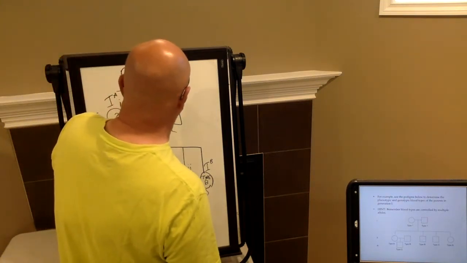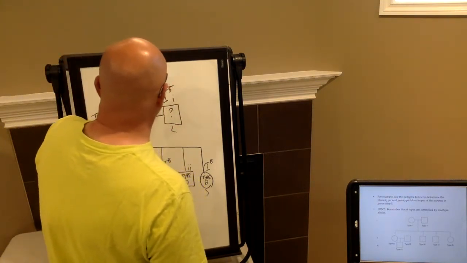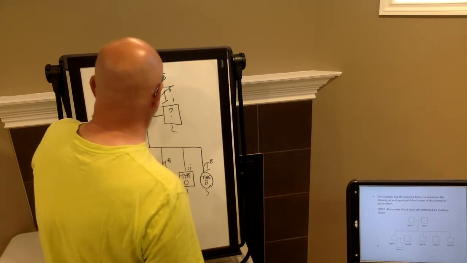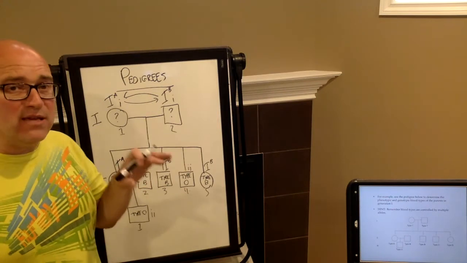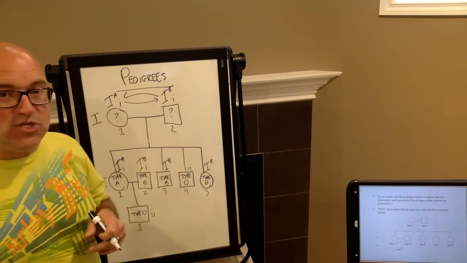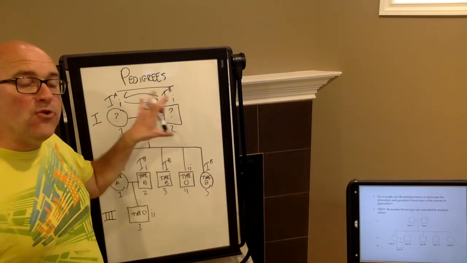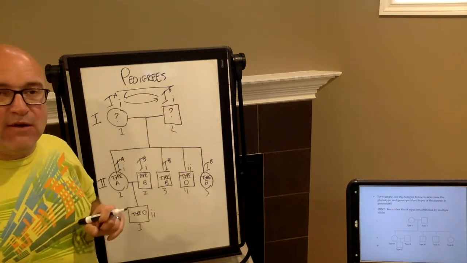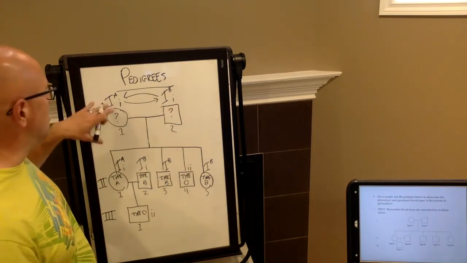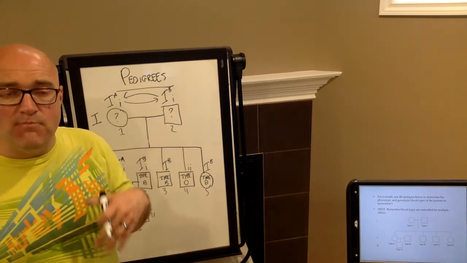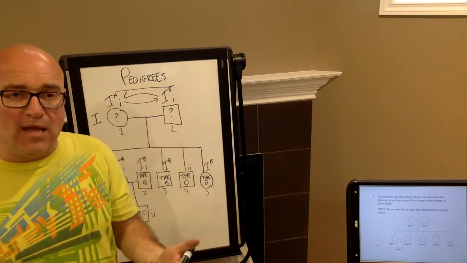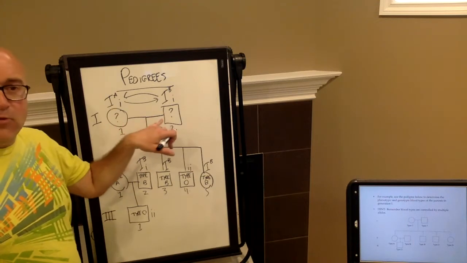or this person is going to be I^B i, or those genotypes could be switched. At this point, I honestly don't know which parent has which genotype, but I do know that those are the two genotypes that are going to be found in that generation. I would need to know more information about their family trees to make a better determination of whether this parent was A or this parent was B.